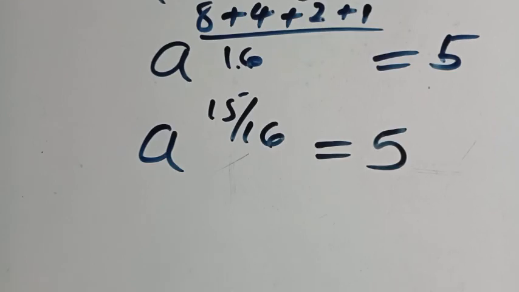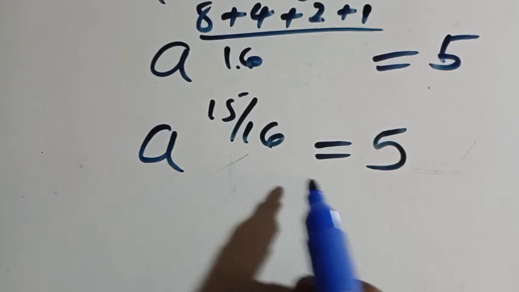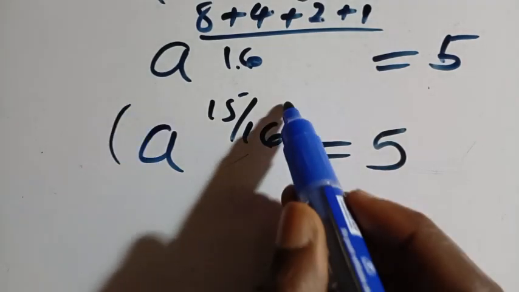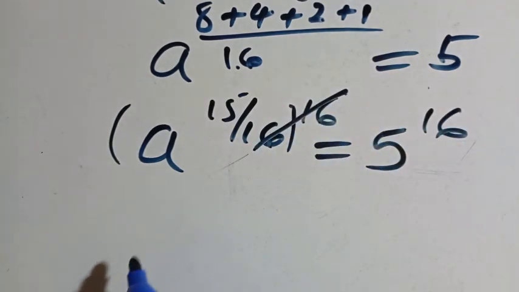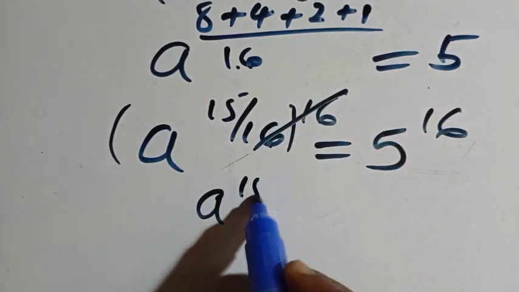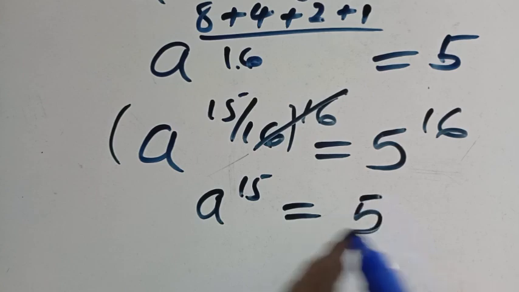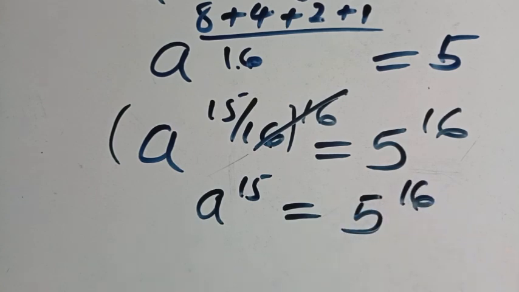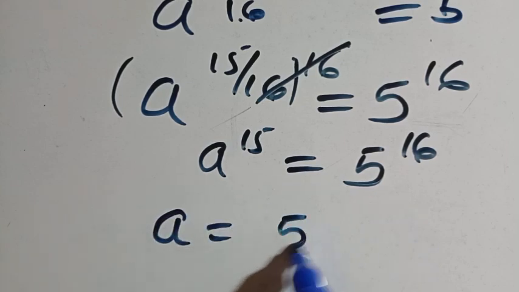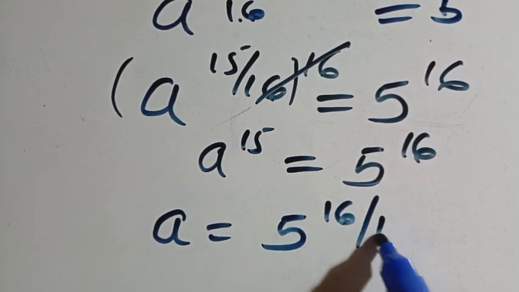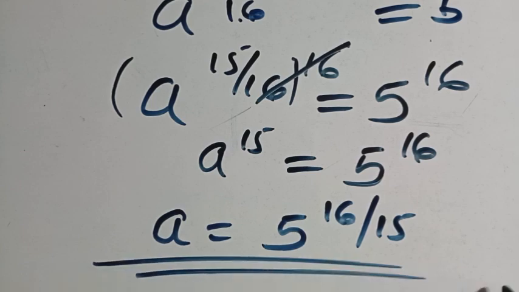And from here, suppose I raise this by 16. It means 16 cancels 16, and we have a raised to the power 15 equals 5 raised to the power of 16. Then we take the 15th root of both sides, and we have a equals 5 raised to the power 16 divided by 15. So we get the same answer when we apply the first method and the second method.